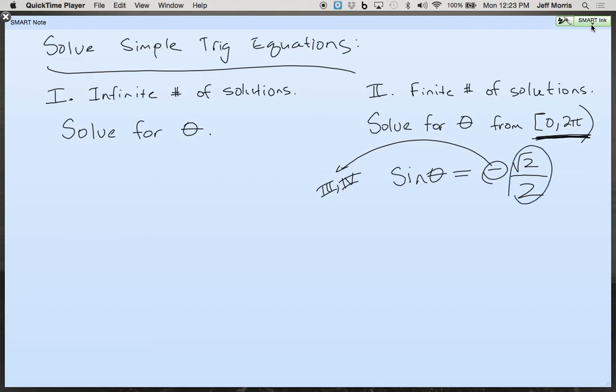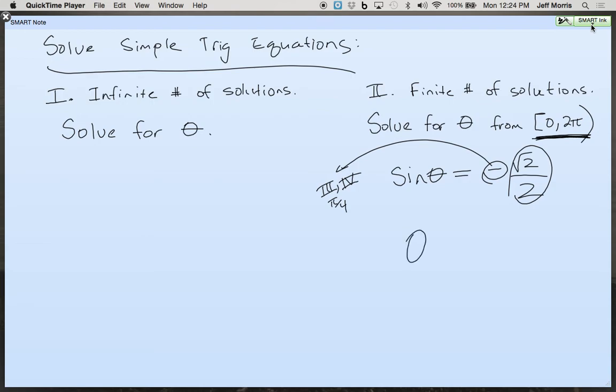now I just got to say, what reference angle would make sine equal to root 2 over 2? What reference angle is sine equal? Think quadrant 1. Remember what you memorized in quadrant 1. Which reference angle is sine equal to root 2 over 2? Pi over what? 4.